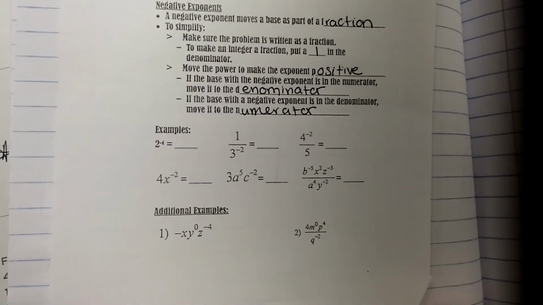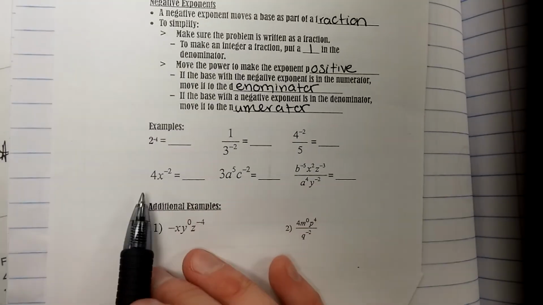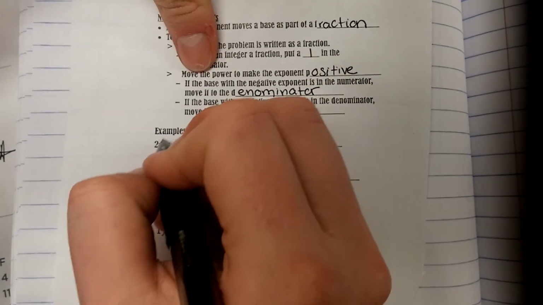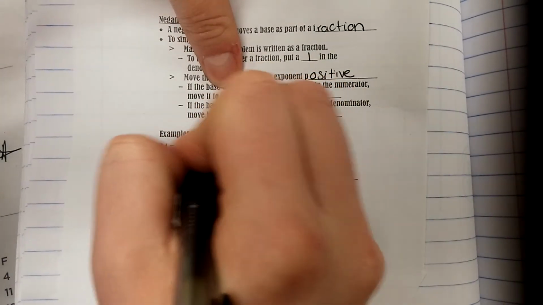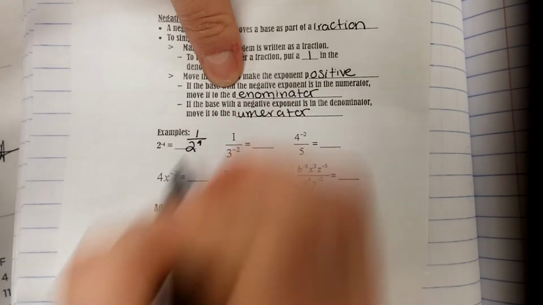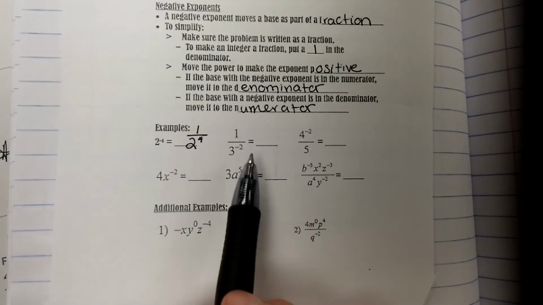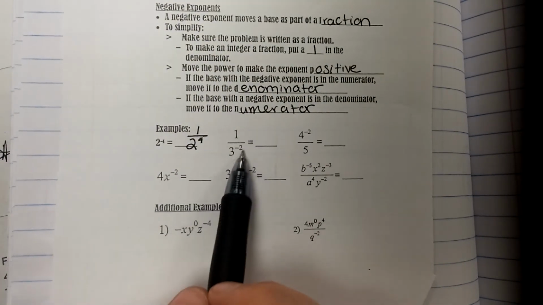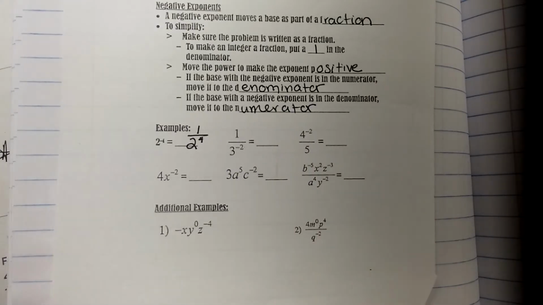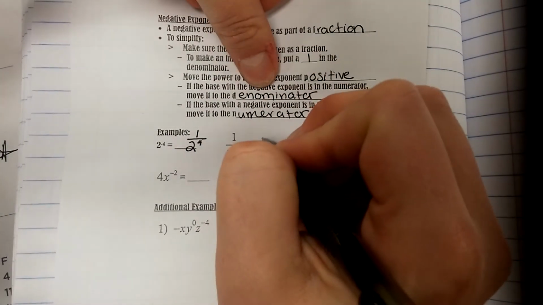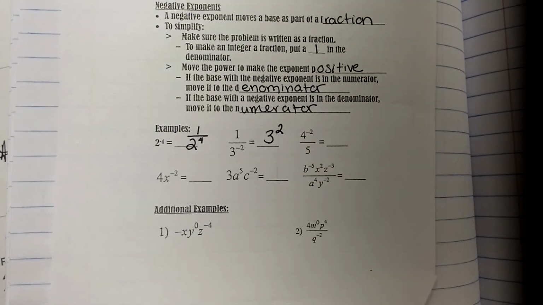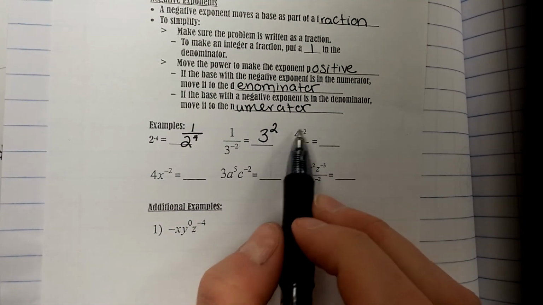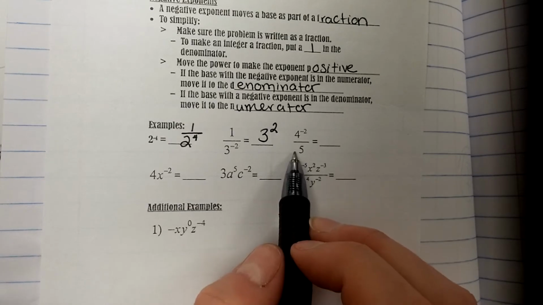All right, so for example, I have 2 to the negative 4th. So I would move the 2 to the 4th down to the denominator. So this is going to become 1 over 2 to the 4th power. In this example, the 3 to the negative 2 is in the denominator, so it's going to move up to the top, and this will just become 3 to the 2nd power. Okay. In this example, the 4 to the negative 2 needs to go down to the denominator.